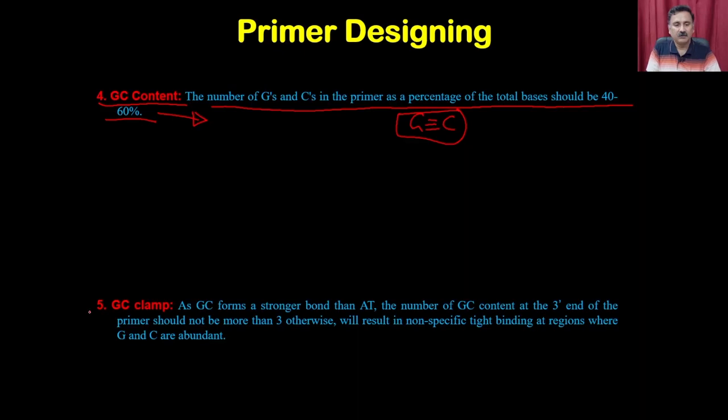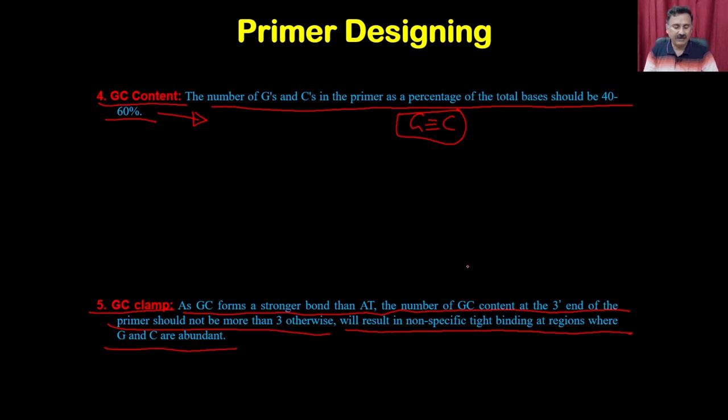Then you also need to consider the GC clamp. A GC clamp forms a stronger bond, and the number of GCs present at the 3' end of the primer should not be more than 3, otherwise it will result in non-specific tight binding in the region where G and C are abundant. So a GC clamp is formed at the end of the template, and we should avoid a lot of GC at the end, because otherwise it is going to bind at the end and form the GC clamp.